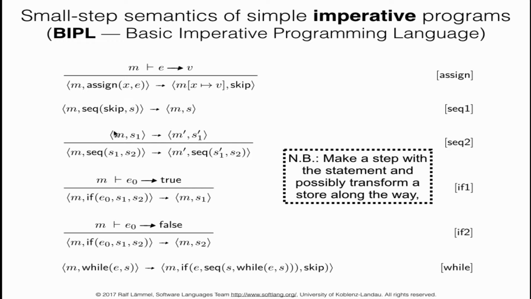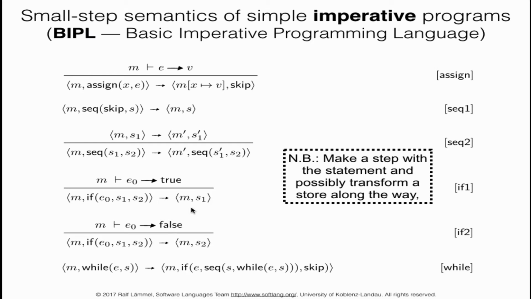There are these two rules for sequential composition. The first rule is about the case that the first operand of sequential composition is the empty statement, and if so, we just return the second operand of sequential composition as the remaining statement. Otherwise, we try to make a step with the first operand, and we put the resulting progressed first operand back into the sequential composition.